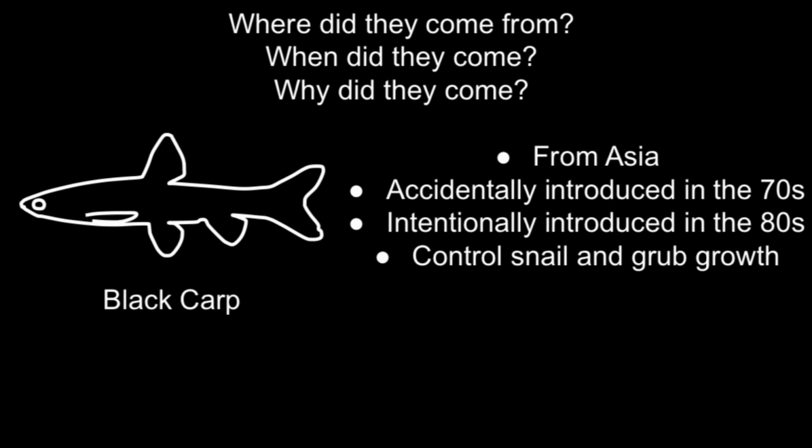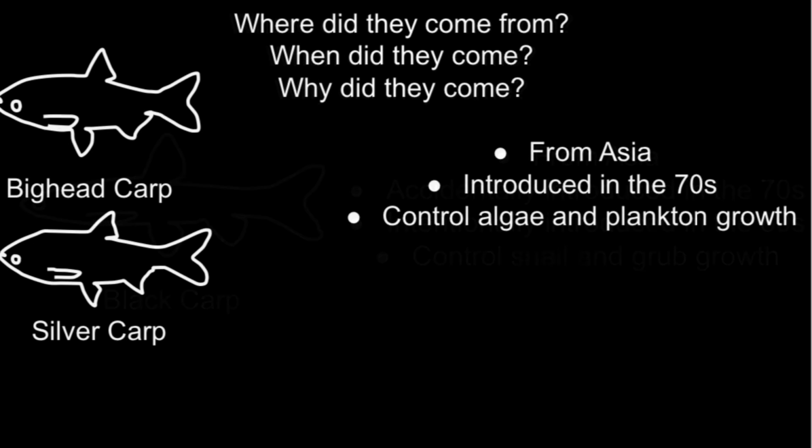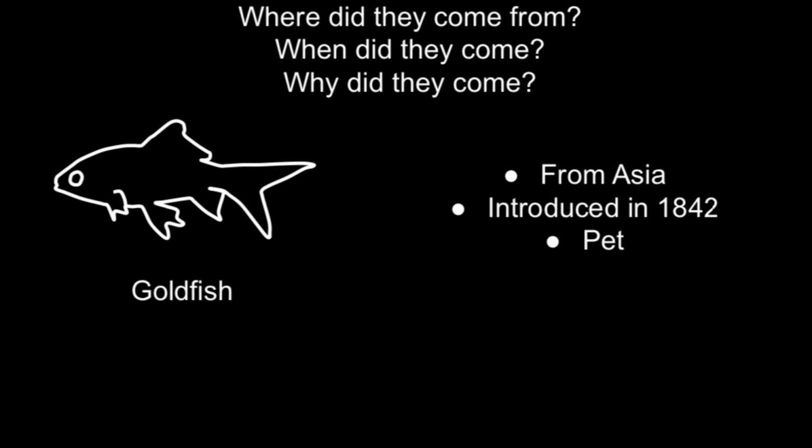Bighead carp is one of the better-known Asian carp species, along with silver carp. Both Asian carp species were introduced in the 1970s to control algae growth, and the rest of the story is similar to the black carp. Swept in by a flood, and they were invasive.